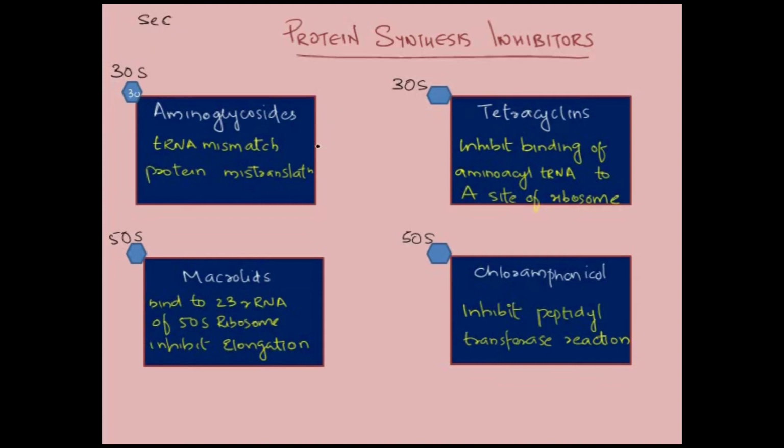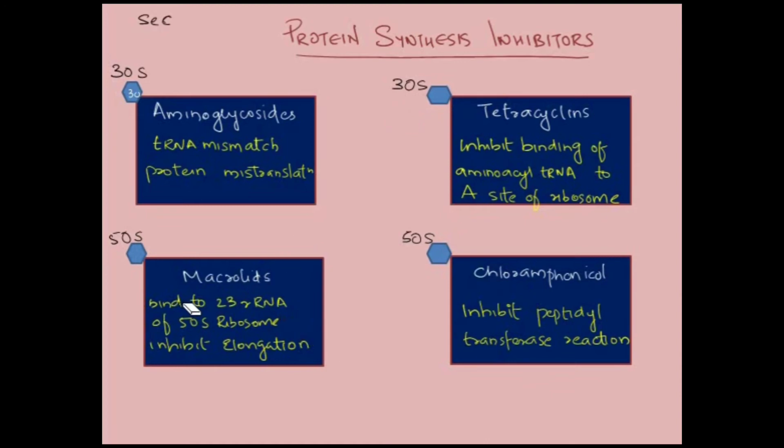Tetracycline is also acting similar to aminoglycoside. They will also bind to the 30S subunit of the ribosome and they will inhibit the binding of aminoacyl tRNA to the A site of the ribosome. So what is the action? There are different sites like E, P, A. These are the sites of the ribosome. So when aminoacyl tRNA comes and binds to this A site, tetracycline will prevent that. Okay, so that is the action of tetracycline.